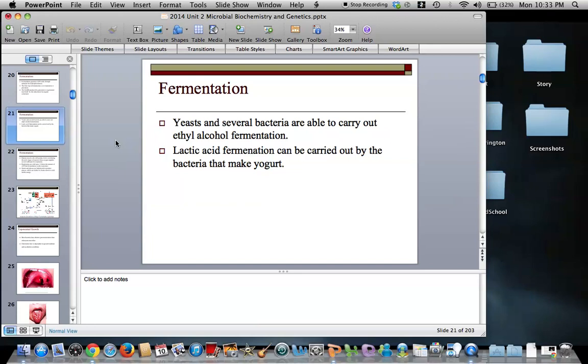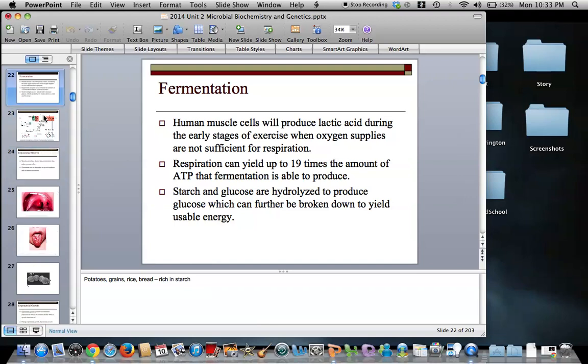Fermentation. Yeast and several bacteria carry it out. Lactic acid fermentation is done by the bacteria that make yogurt and by your muscle cells, which this talks about here, and that's only when oxygen is insufficient. So when you exercise enough, you'll hit that. Respiration has the advantage of producing 19 times more ATP, so it's that 38 instead of just 2. And starch and glucose are hydrolyzed to produce glucose, which is an incorrect sentence because glucose can't be hydrolyzed to produce glucose. But starch is broken down to glucose, and then that is used to make this ATP.